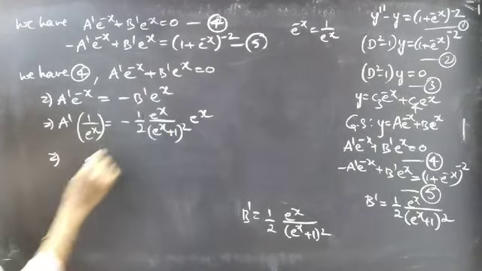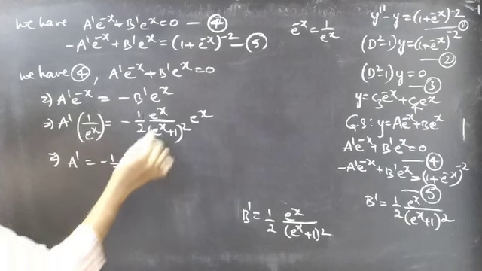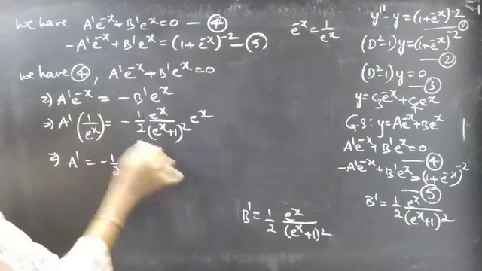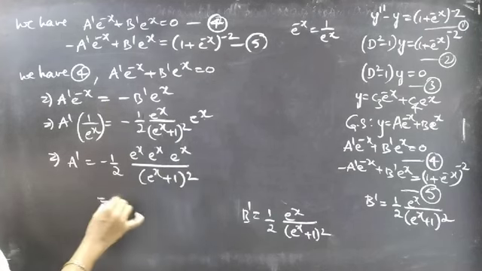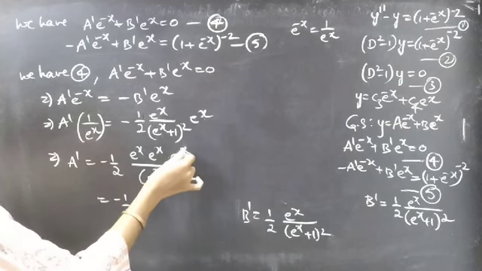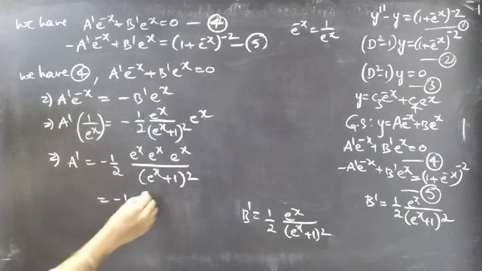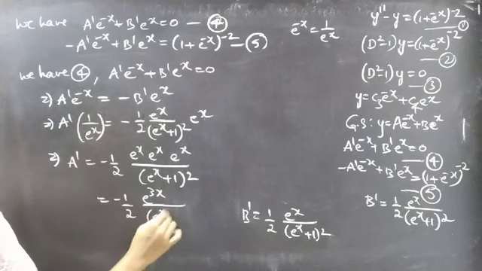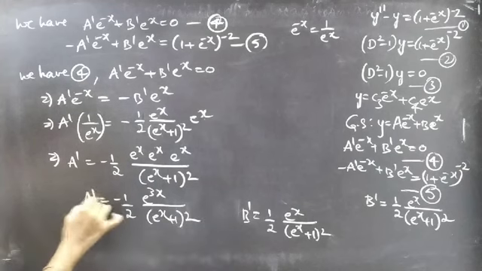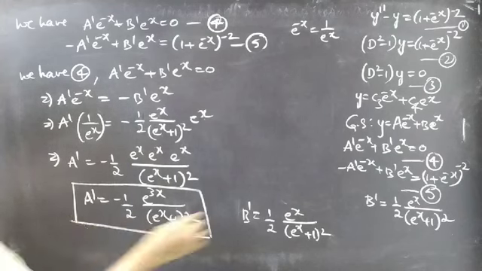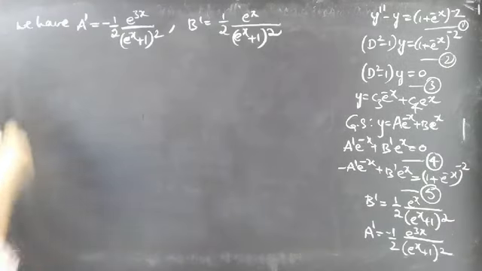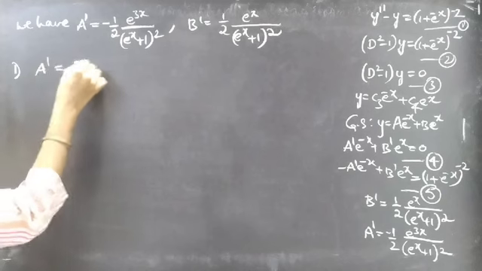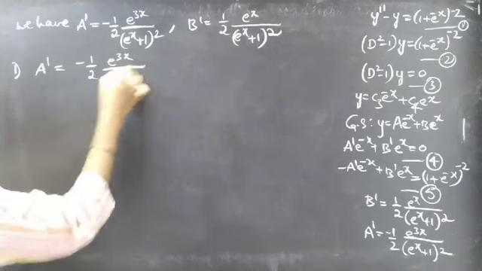Now take this e power x to RHS, we'll get a dash equals minus 1 by 2 into e power x into e power x into this e power x by e power x plus 1 whole square, which gives us minus 1 by 2 into e power x times e power x times e power x, which is e power x whole cube or e power 3x, right? So we got a dash and b dash, right? Let's now find a and b.